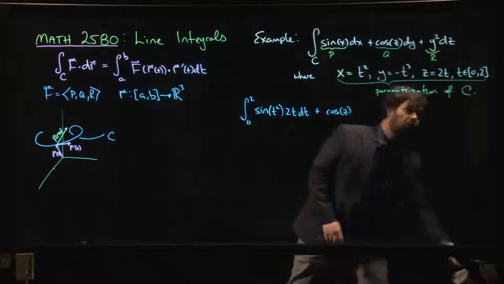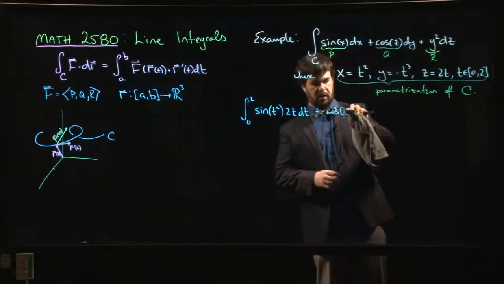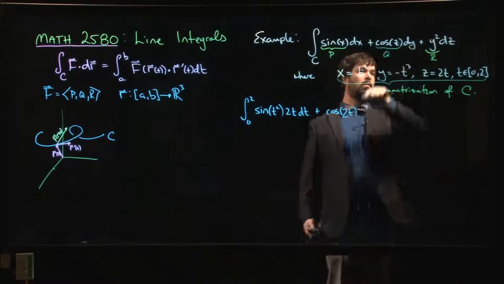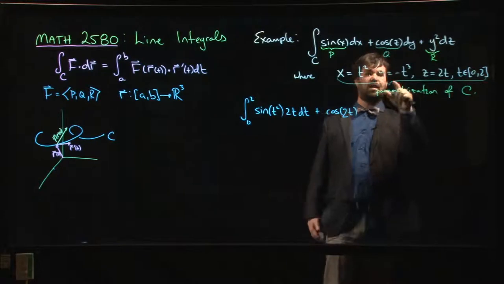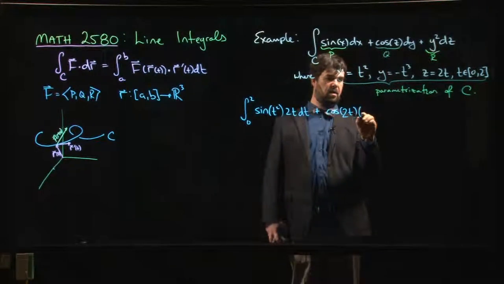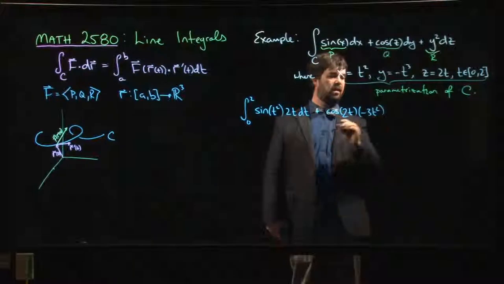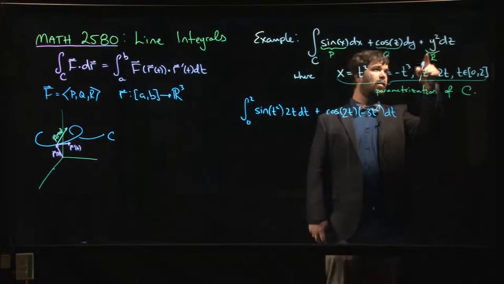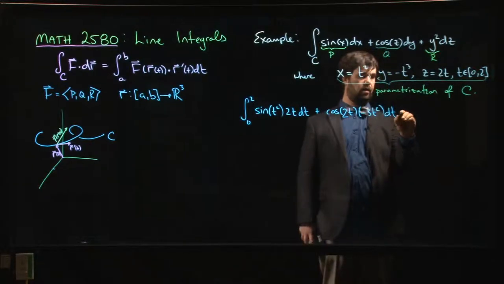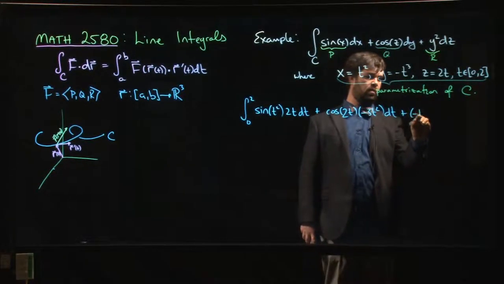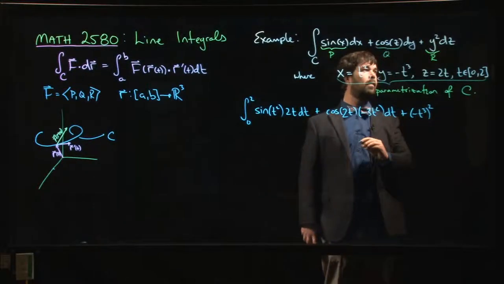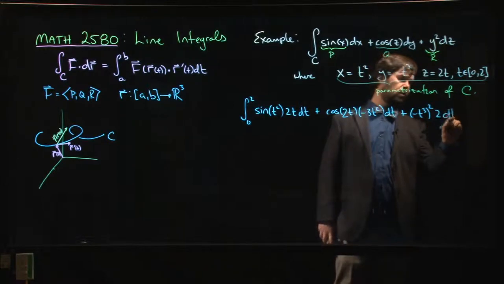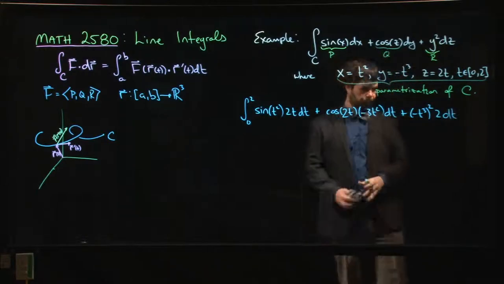Then we have cos of z, and what is z? Z is 2t, so we actually have to put that in. So cosine of 2t. And we have to multiply by dy. Aha, interesting. So dy is minus 3t squared dt. And finally, we have y squared dz. So y is minus t cubed. We're going to square that. Dz is simply 2 dt. Right?